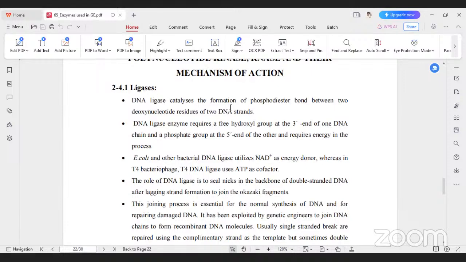So the ligase activity is the formation of a phosphodiester bond between two deoxynucleotide residues in two strands, where it exactly requires a free hydroxyl group at the 3' end of the DNA chain and a phosphate group at the 5' end. It also requires energy in the process, and it is joined by a covalent bond. Creating the phosphodiester bond between the 5' phosphate and the 3' hydroxyl group. This is important: the bond formation between the 5' phosphate group and the 3' hydroxyl group.